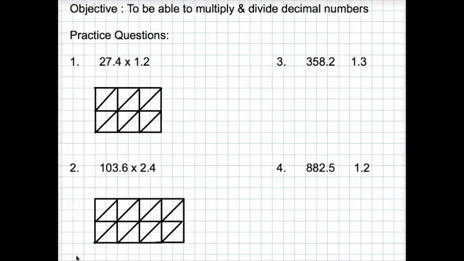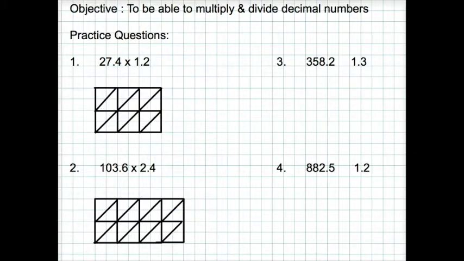Hi there, welcome to these practice questions on being able to multiply and divide decimal numbers. What I'd like you to do now is to pause the video and have a go at these 4 questions for me, and then when you're happy with your answers then restart the video and go through the model answers with me. So pause the video now and have a go at questions 1, 2, 3 and 4.